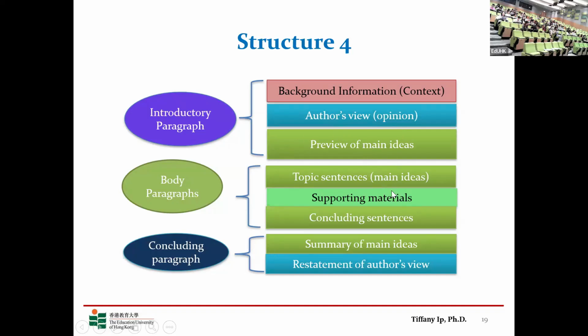And then in the body paragraphs, why is it still in green? Because they are aligned. And so they should align with each other. The body paragraphs, topic sentences, and concluding sentences should somehow refer back to the preview of the main ideas in the introduction. And then they should also be reinforced in the summary of main ideas in your conclusion. Okay, so these are the things that should be repeated.